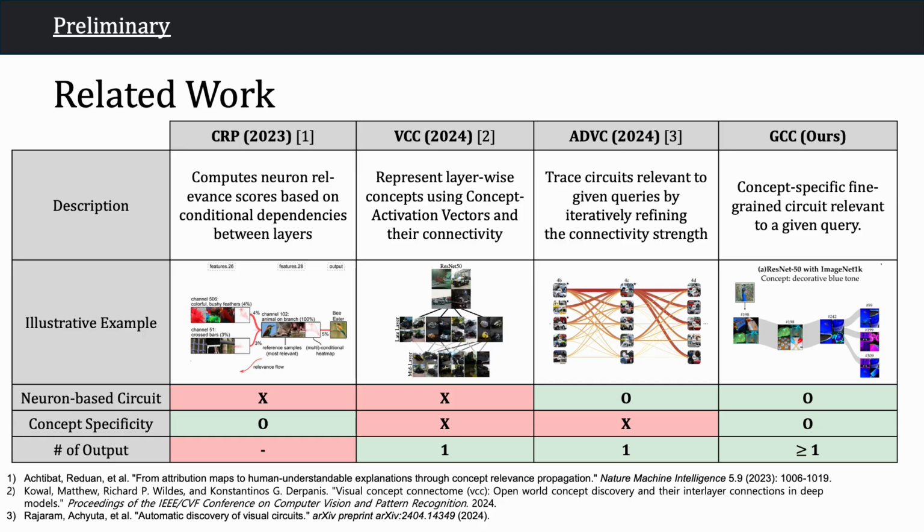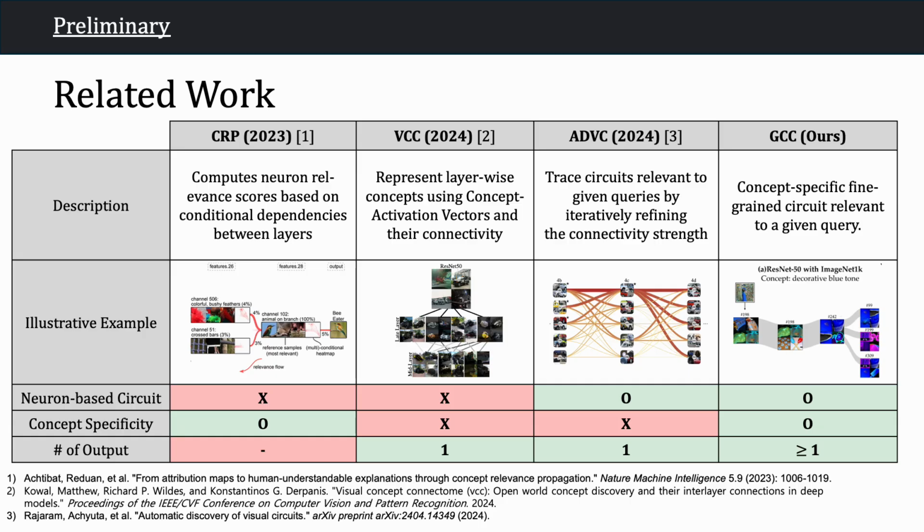Also, Visual Concept Connector, namely VCC, also focuses on class-related information, but explicitly constructs the circuits. It uses concept activation vectors as its base unit to form a circuit, which means it relies on derived representations rather than the model's actual internal components, which is a key limitation.